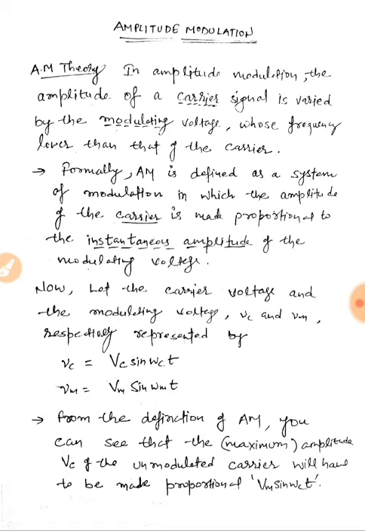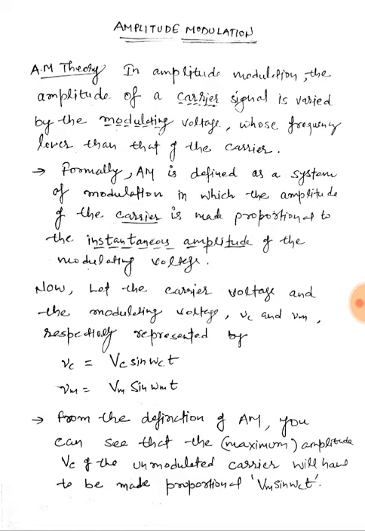So AM can be defined as a system of modulation in which the amplitude of the carrier is made proportional to the instantaneous amplitude of the modulating voltage. So in amplitude modulation, the amplitude of the modulated wave, which we will get after modulation, will be proportional to the instantaneous amplitude of the message signal or the modulating signal or the modulating voltage.